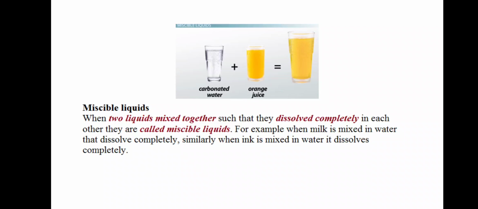Now if you look at the example here in the picture, let's read the bottom first. When two liquids mix together such that they dissolve completely in each other, they are called miscible liquids. So what is a miscible liquid? Two liquids mixing with each other completely, then they form a miscible liquid, and it's a solution. For example, when milk is mixed with water, I told you earlier, or you can take lemon juice, which when you mix in water mixes completely.